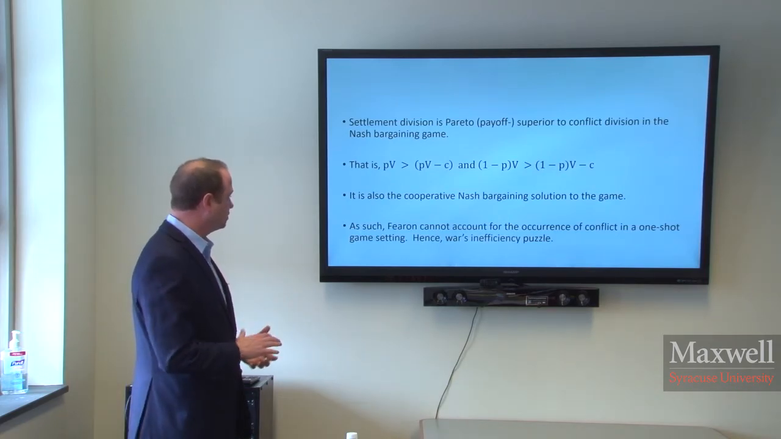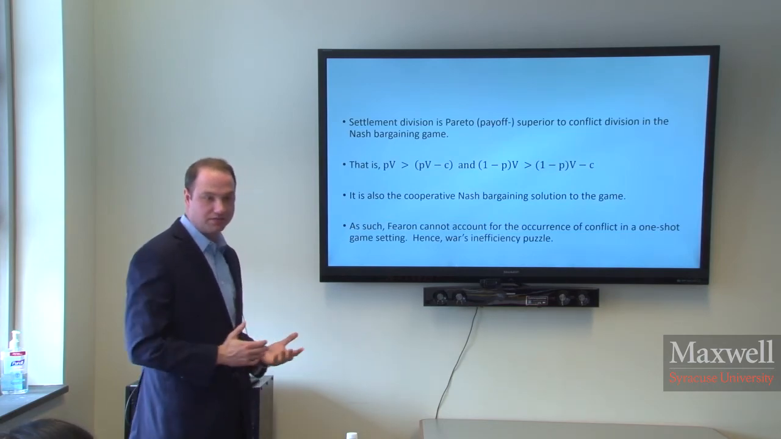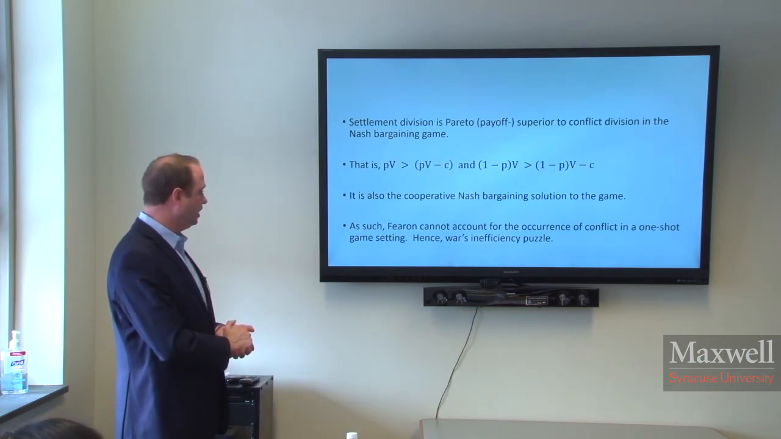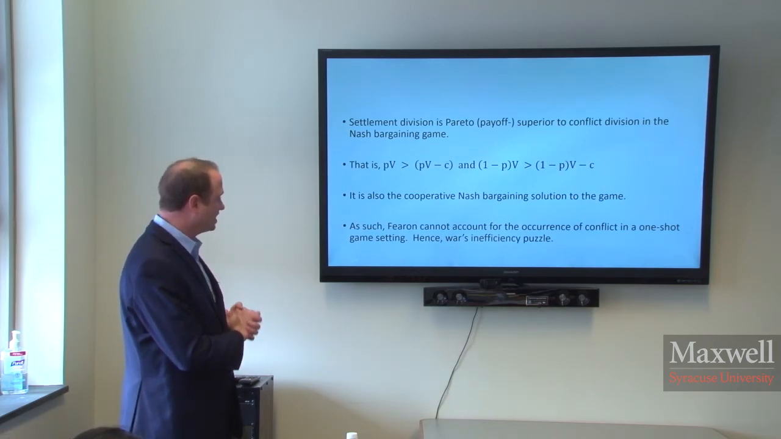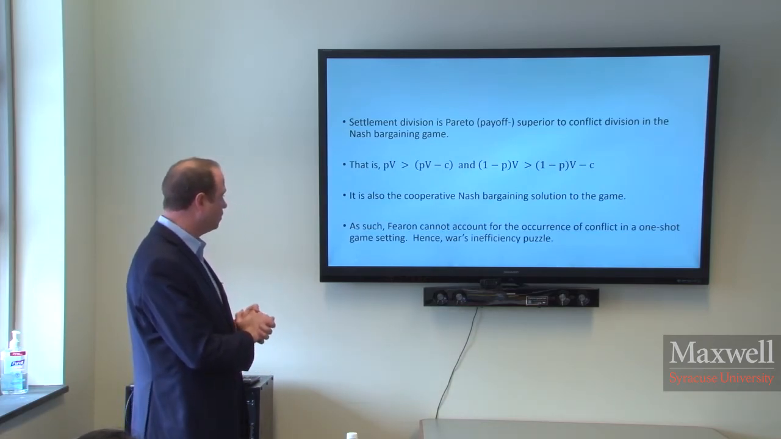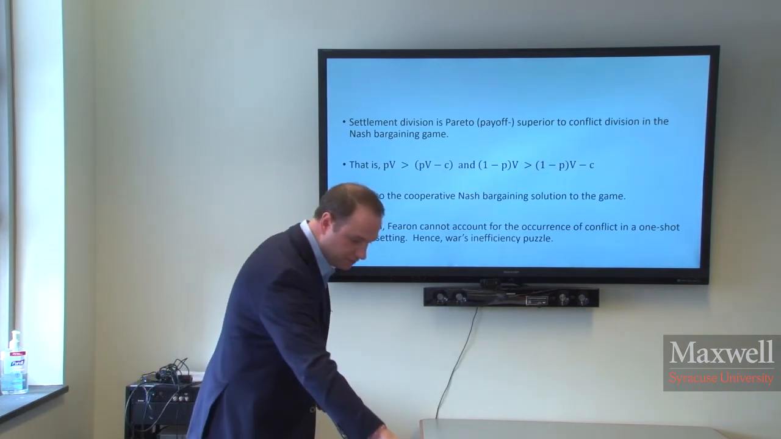And so this is Fearon's contribution. So then he asks, why is there so much conflict if this is the solution? Why can't an agreement be reached? As such, Fearon cannot account for the occurrence of conflict in a one-shot game setting, hence war's inefficiency puzzle.